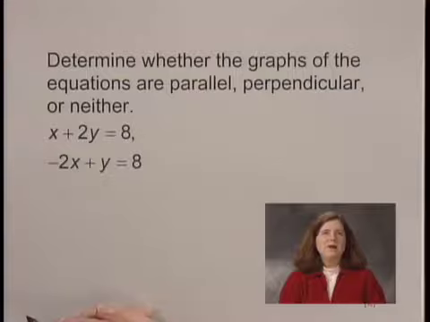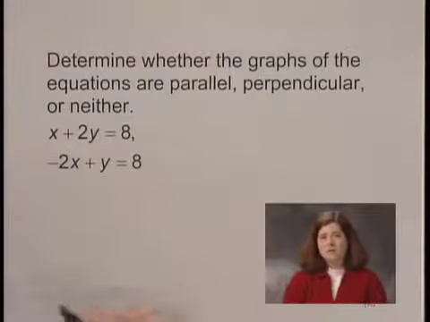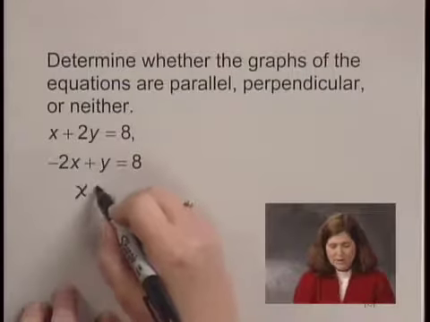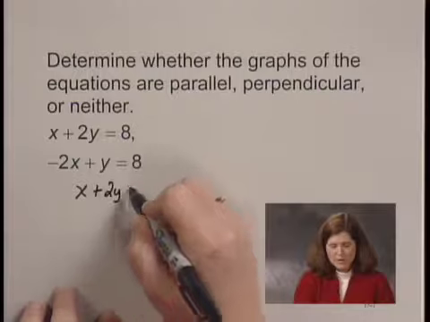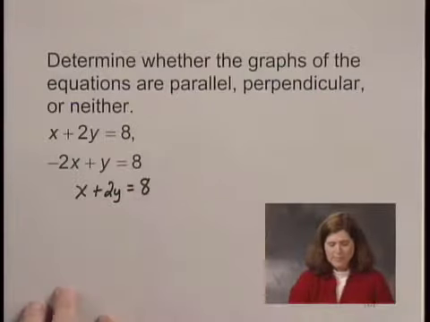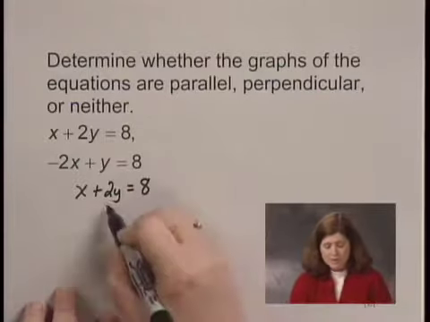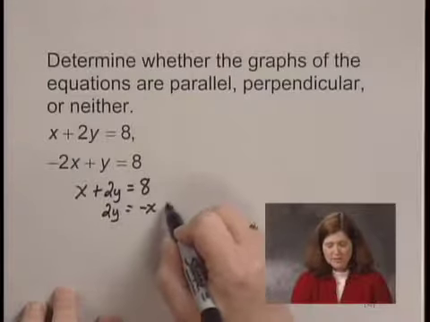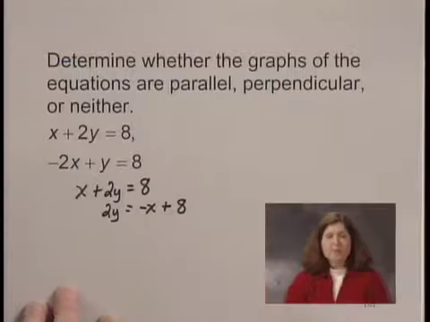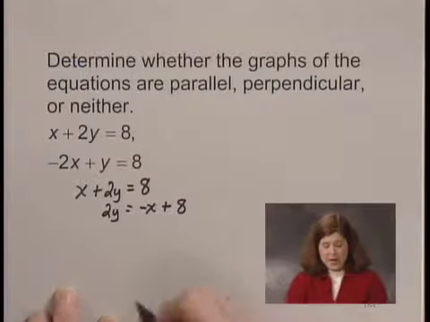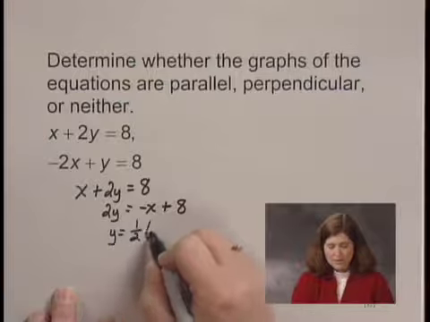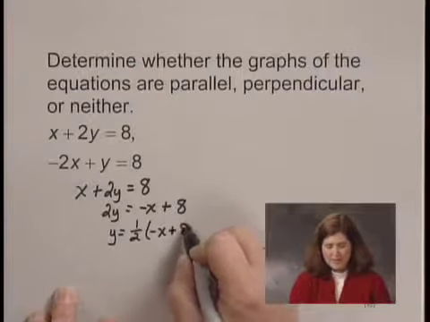So we need to begin by finding the slope of each line, and we can find the slope of each line by first solving for y. We have, for the first equation, x plus 2y equals 8. To solve for y, we subtract x from both sides, and we have 2y equals the opposite of x plus 8. And then we multiply both sides by 1/2. We have y equals 1/2 times the opposite of x plus 8.